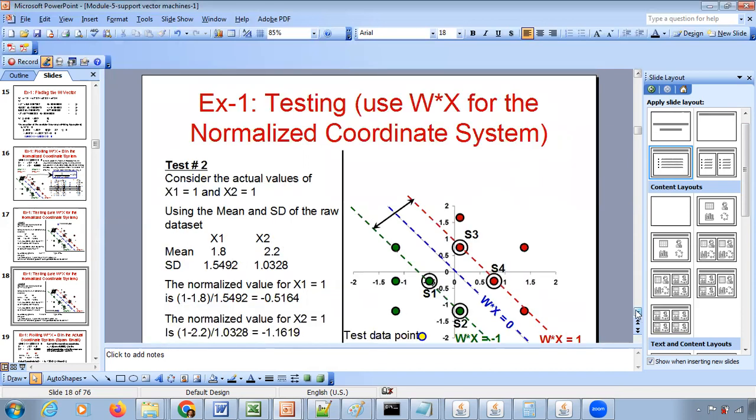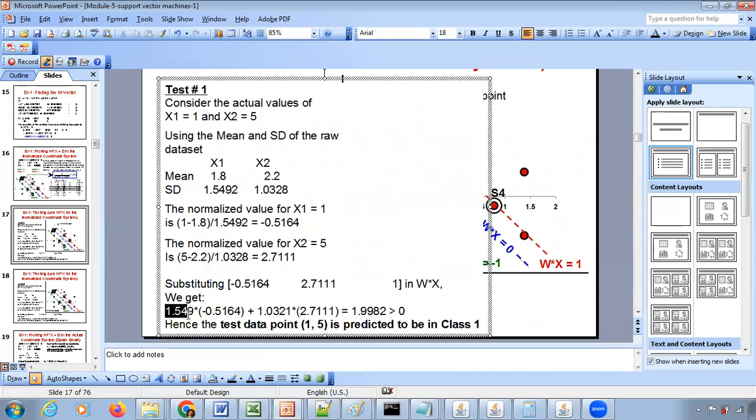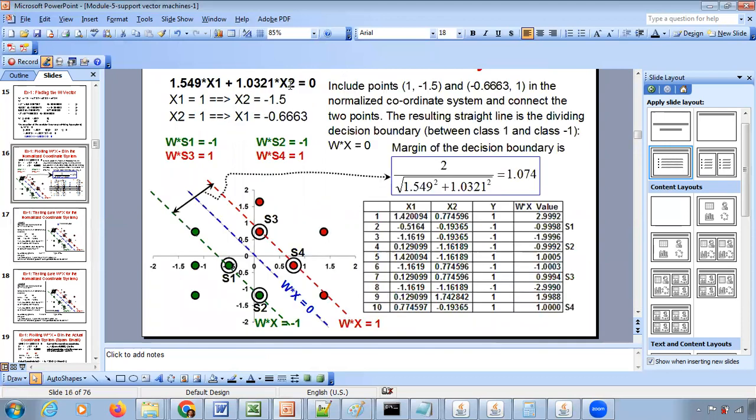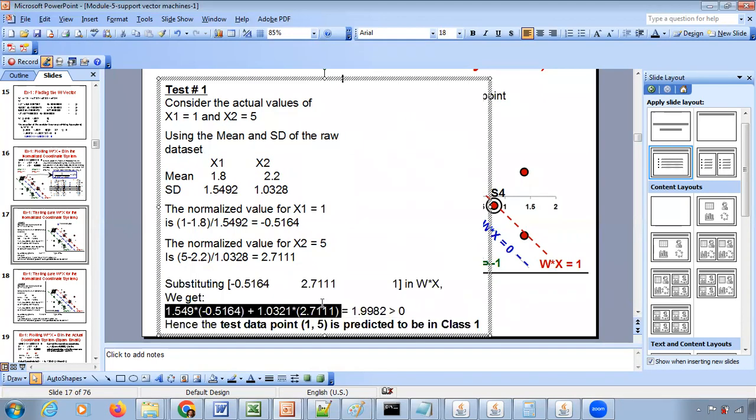So that's going to be like w is theta 1, theta 2, and b is 0, of course. So this is theta 1 times x1 plus theta 2 times x2 plus b. So 1.549 times this normalized x1 plus 1.0321, which is our theta 2, times normalized x2, plus nothing for b because b is 0 in our equation. This is what we have, w times x. And in this case, what we get is 1.9982, which is greater than 0.